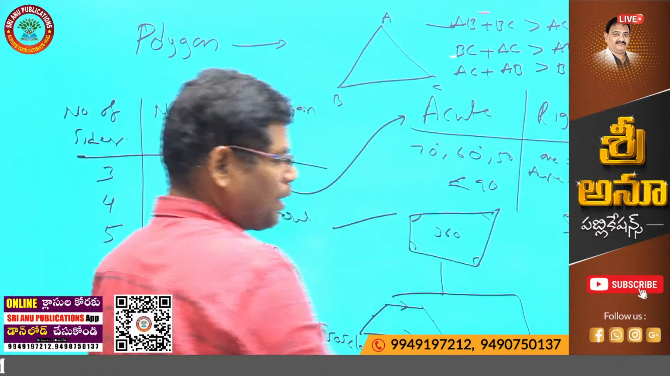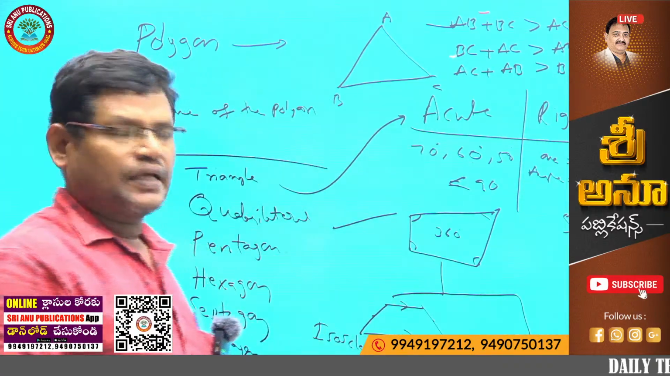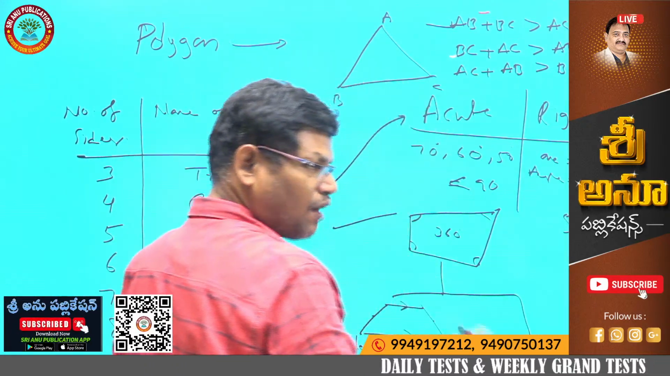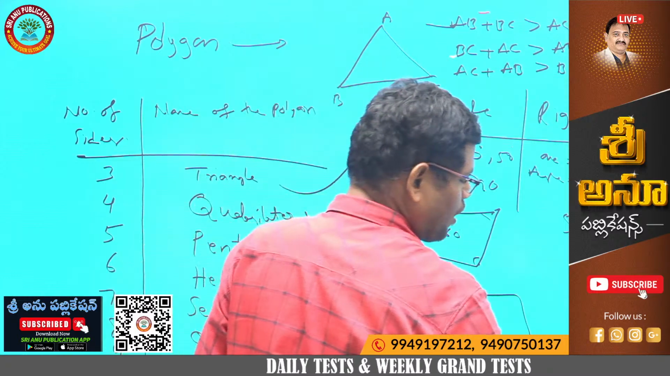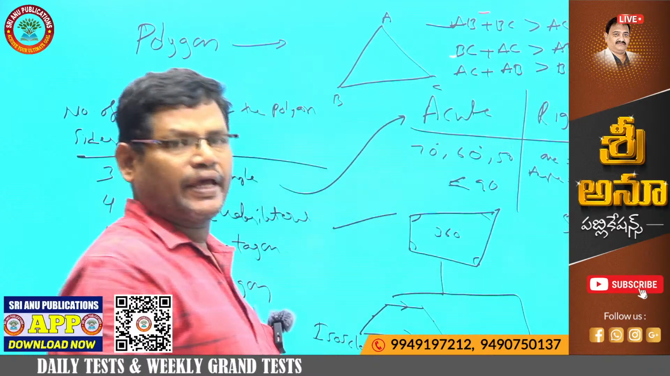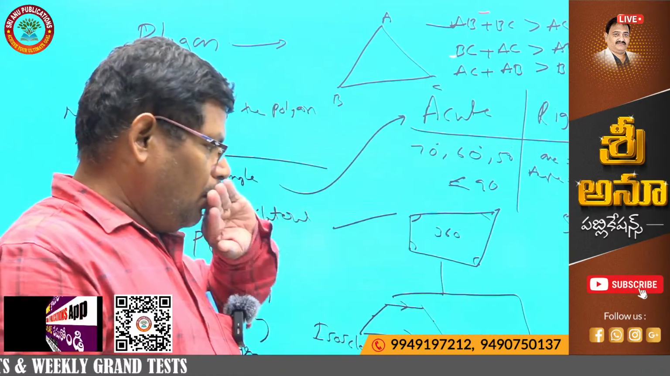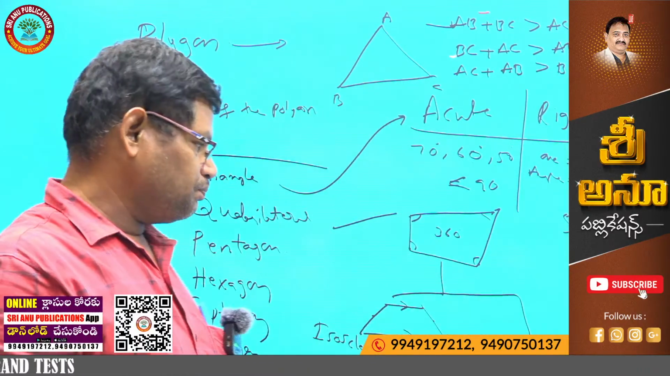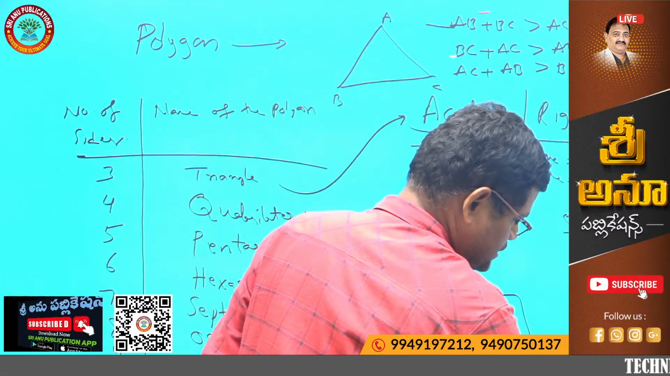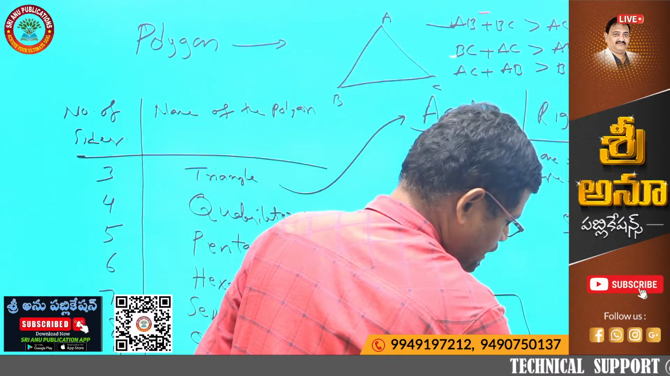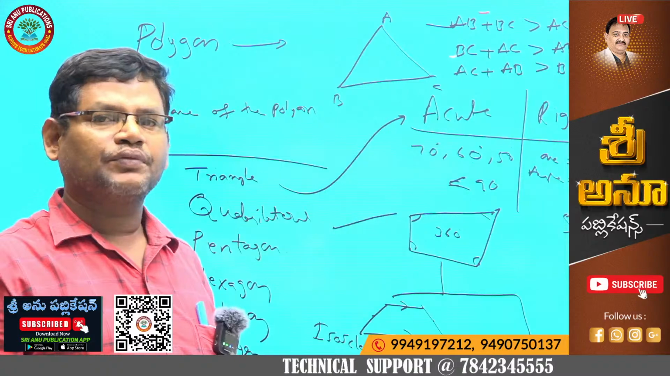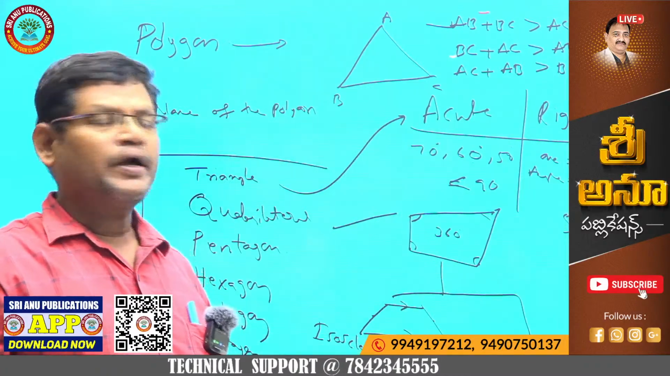In the rhombus, all sides are equal, as we already discussed. Now if the diagonals are equal, then it forms a square. In the square, opposite angles are equal, diagonals are equal, and opposite sides are equal and parallel.